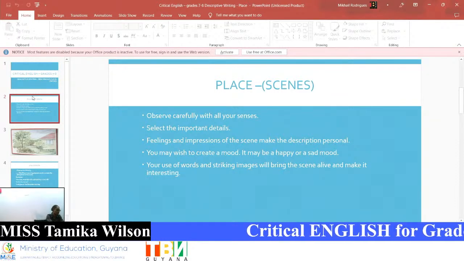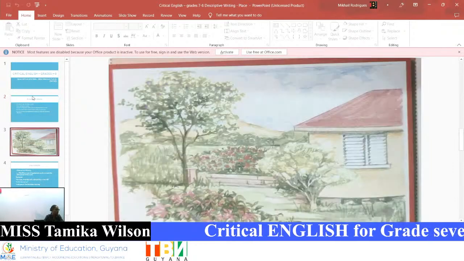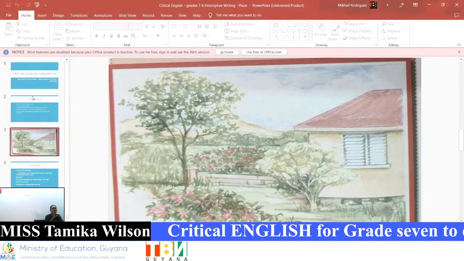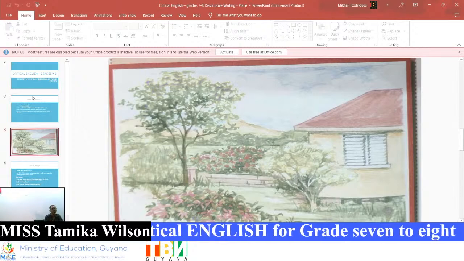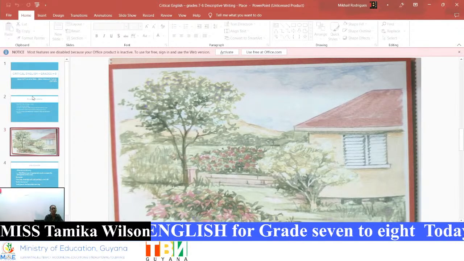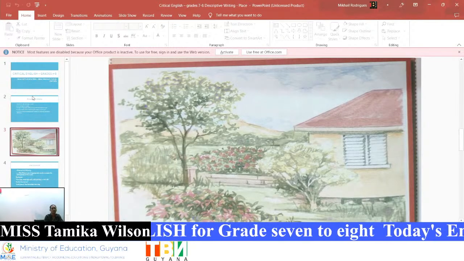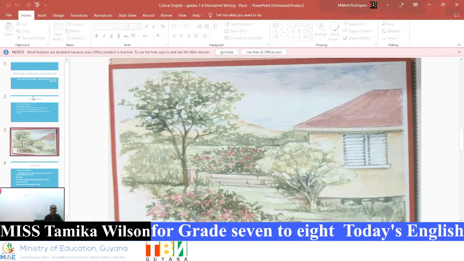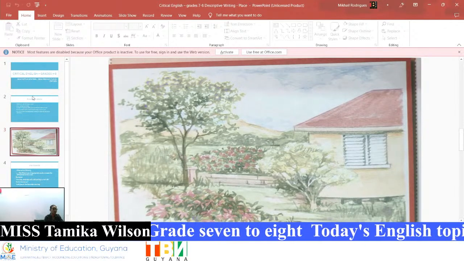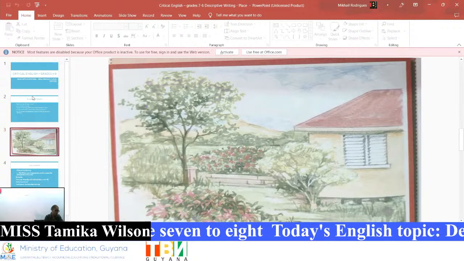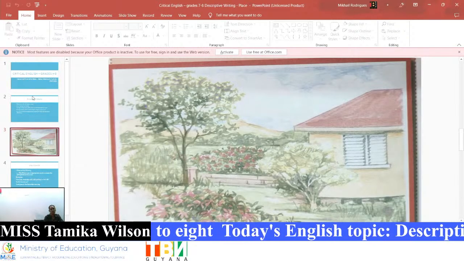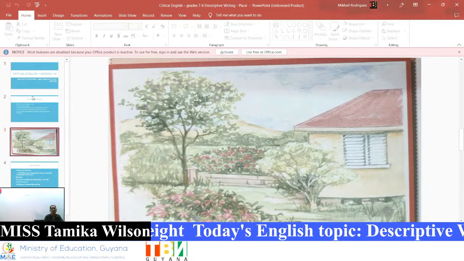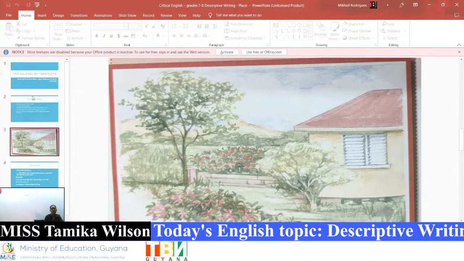All right, so we have a picture here. Now we want to describe this scene. So what are some of the things that are appealing to you as viewers? And you can type it in and you can let us know. So if you were to describe this scene, what would be some of the things that you would say?